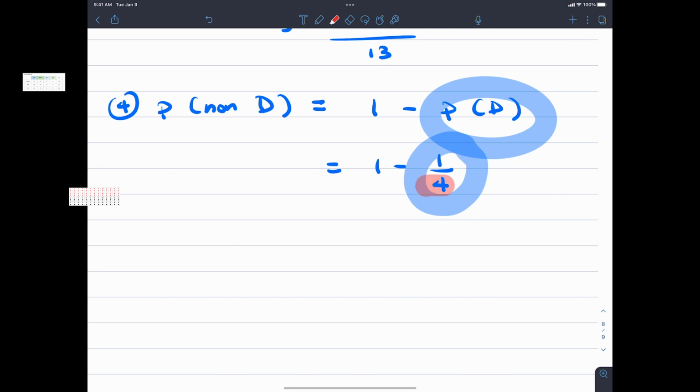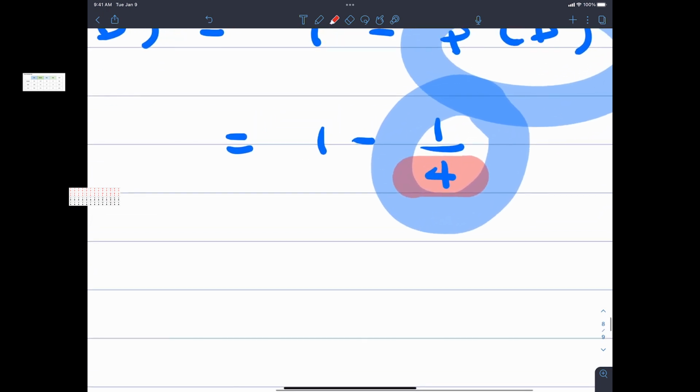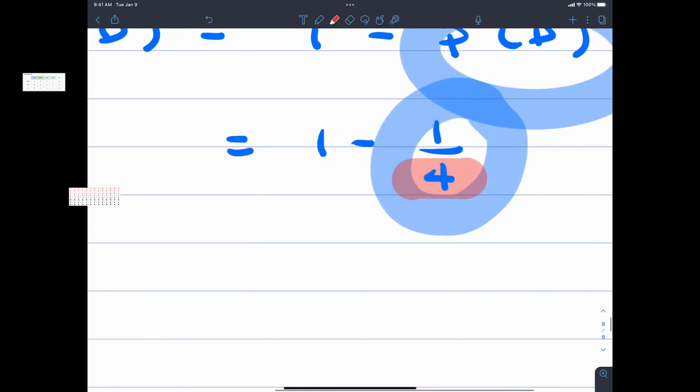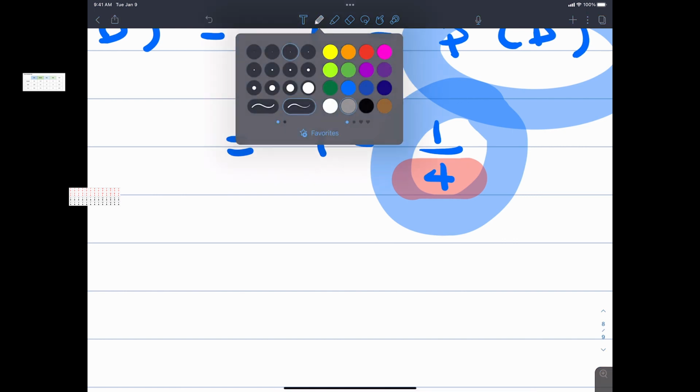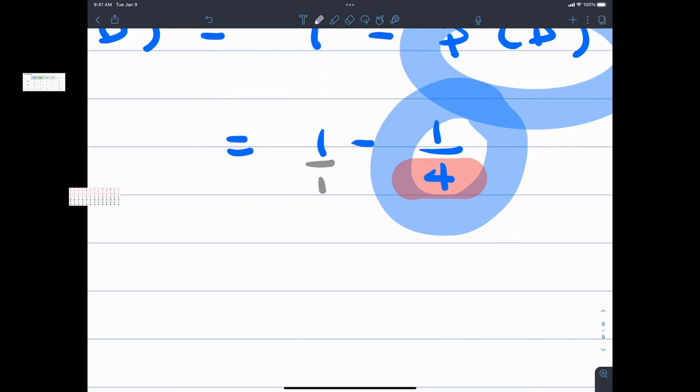Now, this denominator is 4, okay? How do I subtract a fraction from a whole number? This is over 1. What do you guys use? 4 times 1. 4 times 1. That's a nice, neat trick for subtracting a fraction from a whole number. Do you guys know that trick?